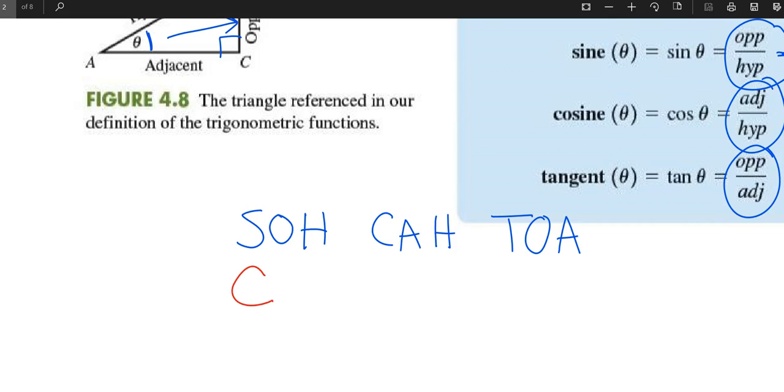Now, if these are truly reciprocal trig functions, what happens to the O and the H? They switch. If secant goes with cosine, what happens to the A and the H? If cotangent goes with tangent, what happens to the O and the A?